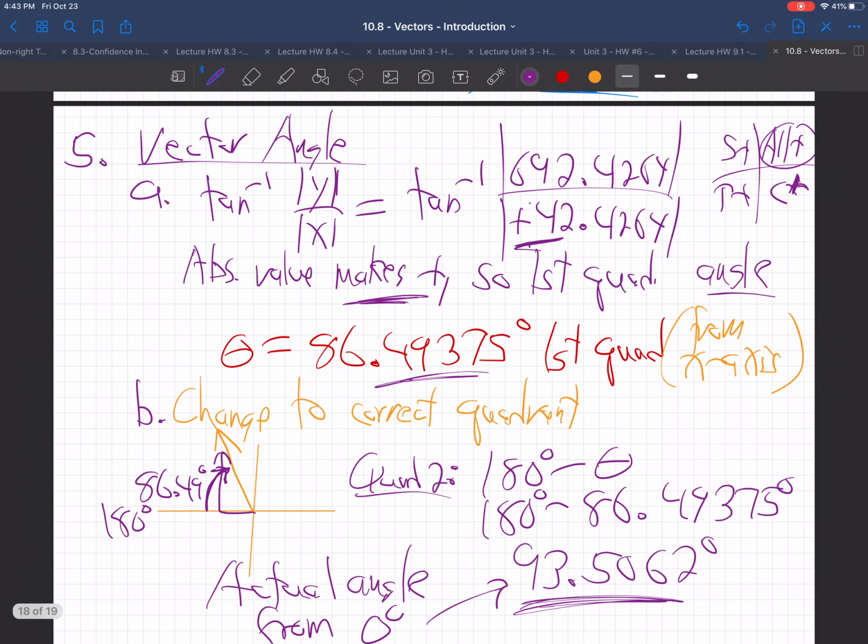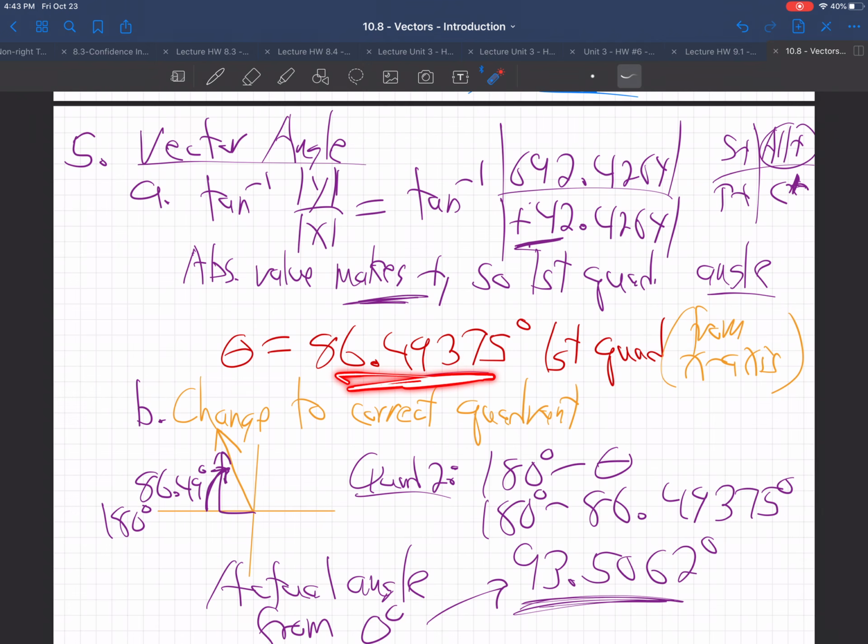You really need to know this number 5 here. Spend time watching this section over and over again until you get this down. You have to be able to find vector angles. And here's the process I'm giving you. Tangent inverse of the absolute value. Make x and y positive.